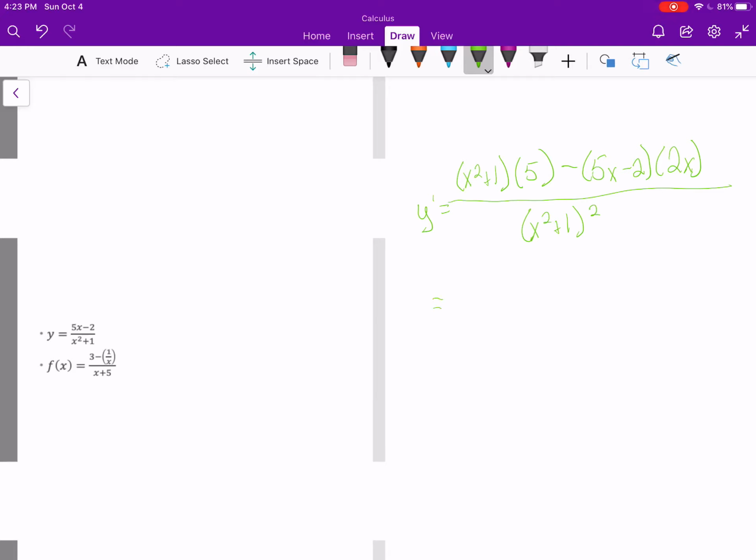So x squared plus 1 times 5, here we go. So we have 5x squared plus 5 minus 10x squared plus 4x, all over x squared plus 1 squared. And we should get negative 5x squared plus 4x plus 5 all over x squared plus 1 squared.